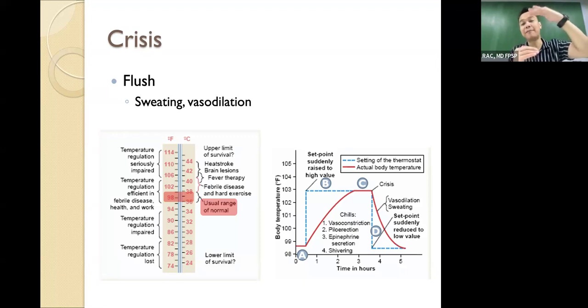So the body feels warm. But since the set point is low, the body will now try to find ways in order to lose heat. So that's through sweating and generalized vasodilation. That's why you will notice whenever we are sick and we start to sweat a lot, that's when you know you're in the recovery phase of your illness. That's crisis.